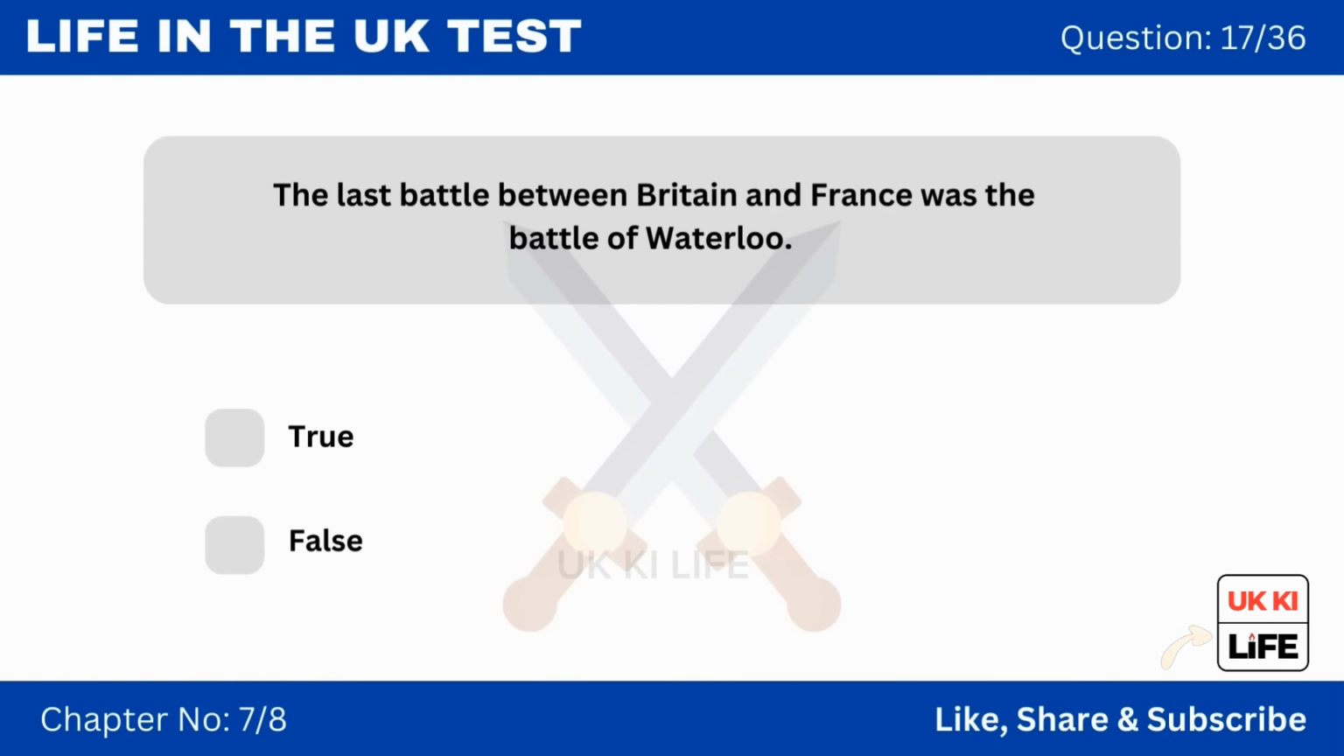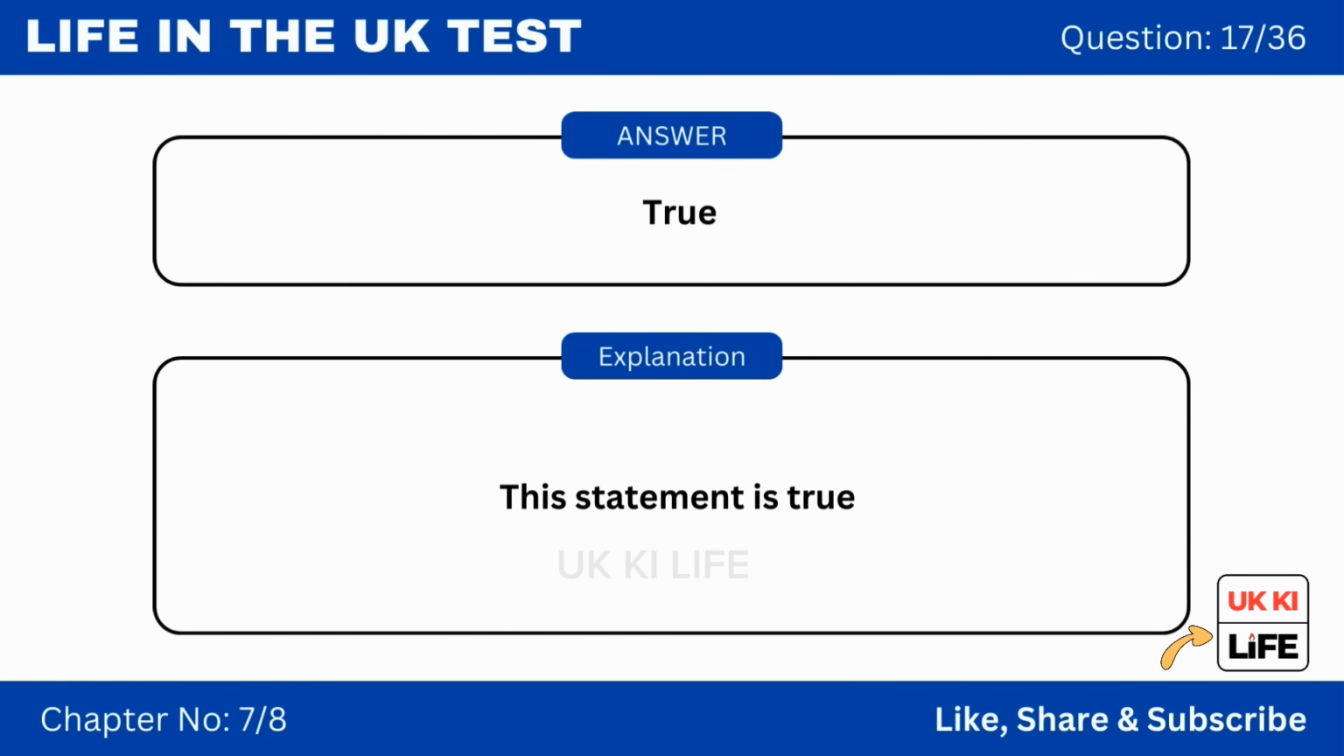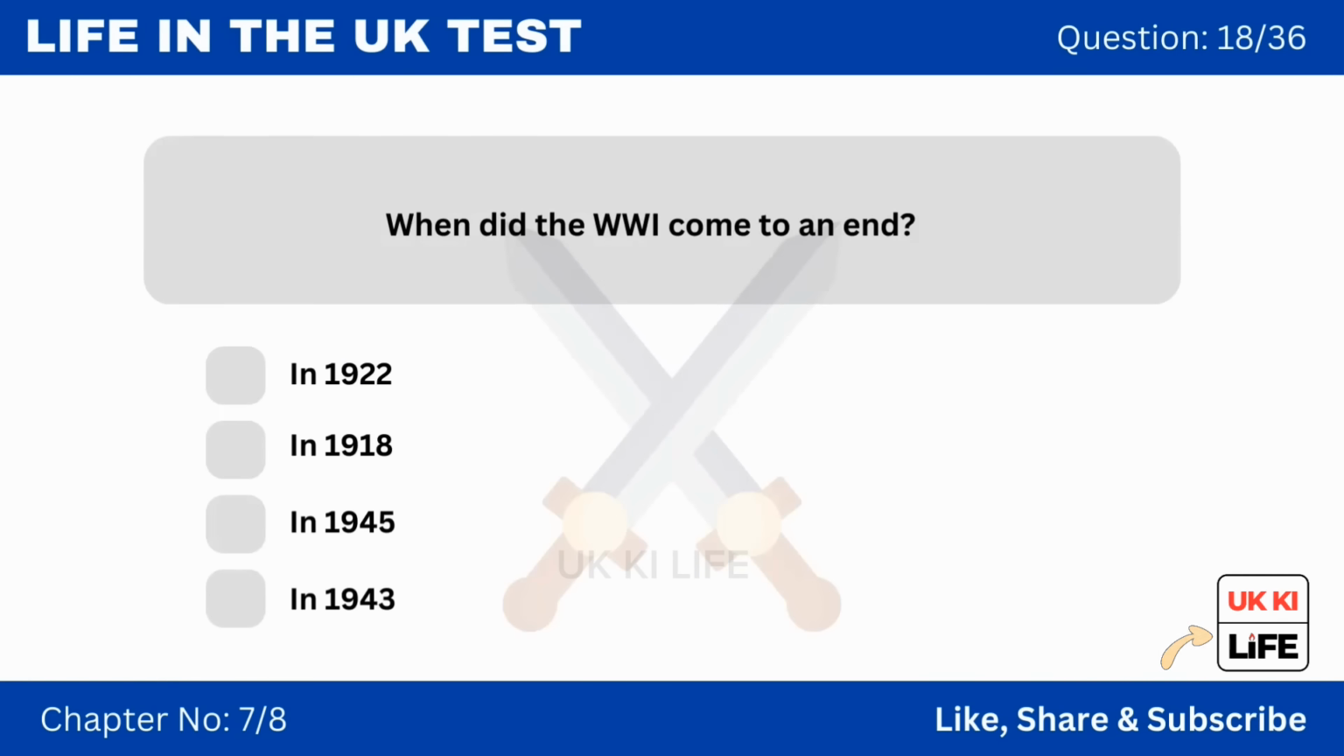The correct option is A. Explanation. This statement is true. Question 18. When did the World War I come to an end? In 1922. In 1918. In 1945. In 1943.